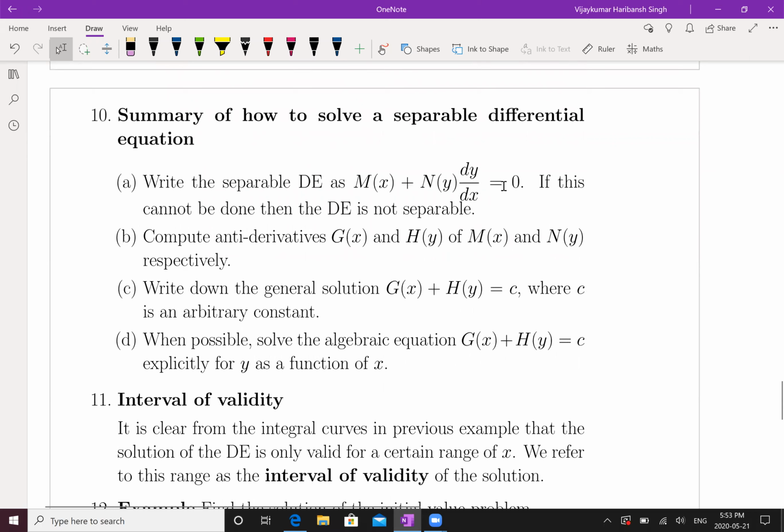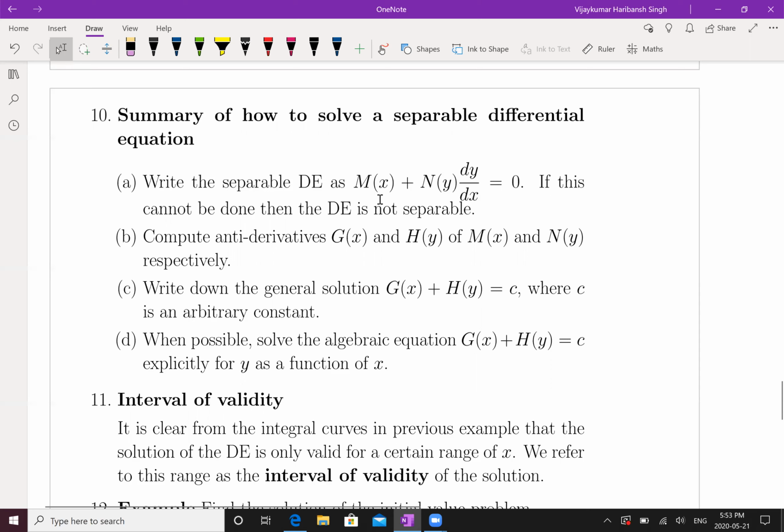So what is the summary of whatever we discussed today? How do we solve a separable differential equation? We first write the separable differential equation as M(x) + N(y) dy/dx equals 0, right? Note that this need not be linear. N(y), for example, could be y squared or y cubed.